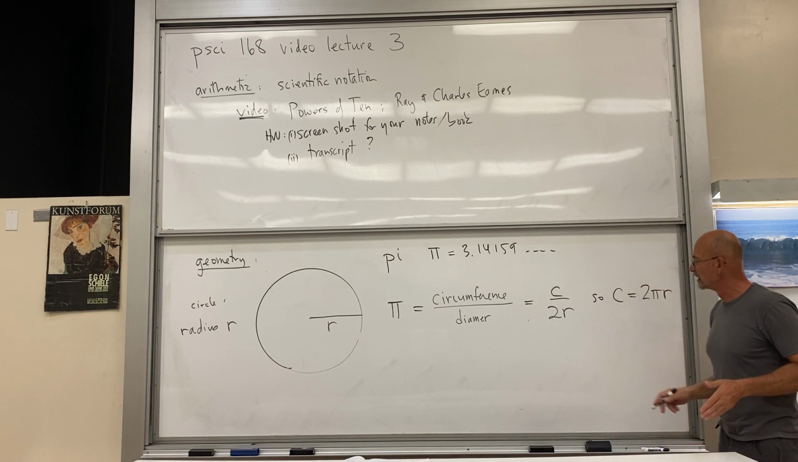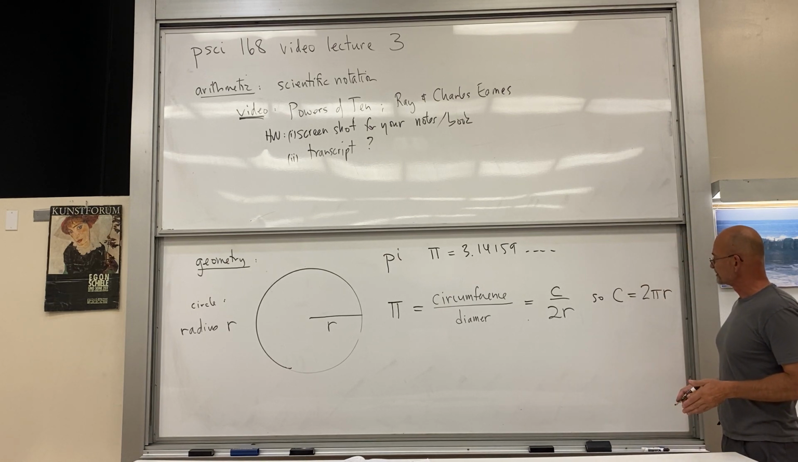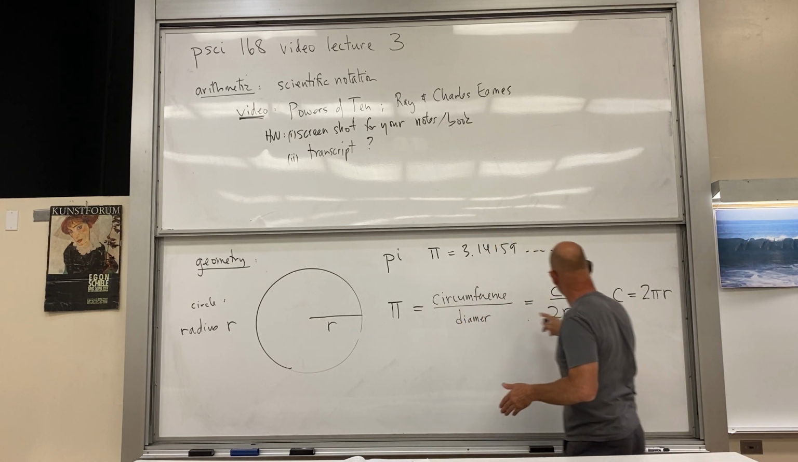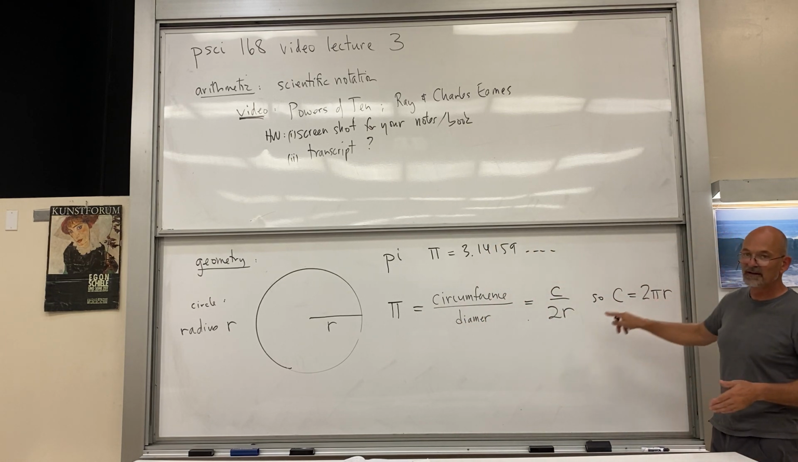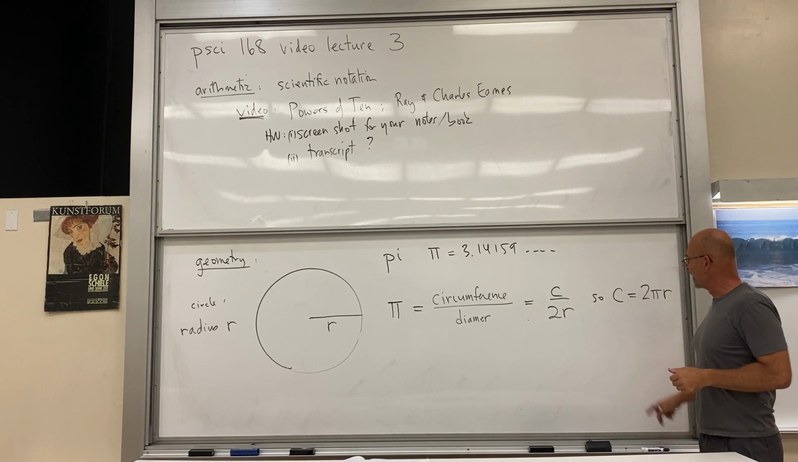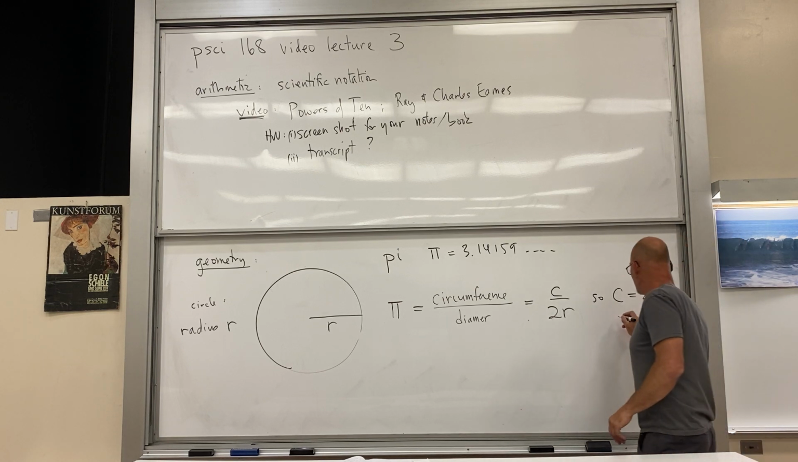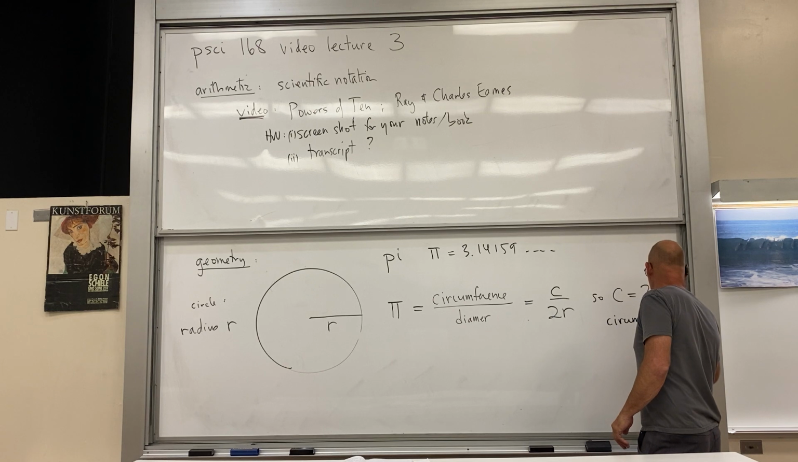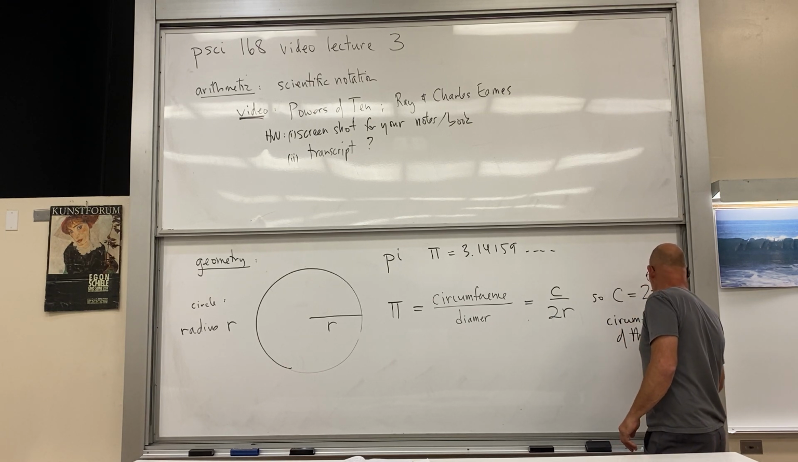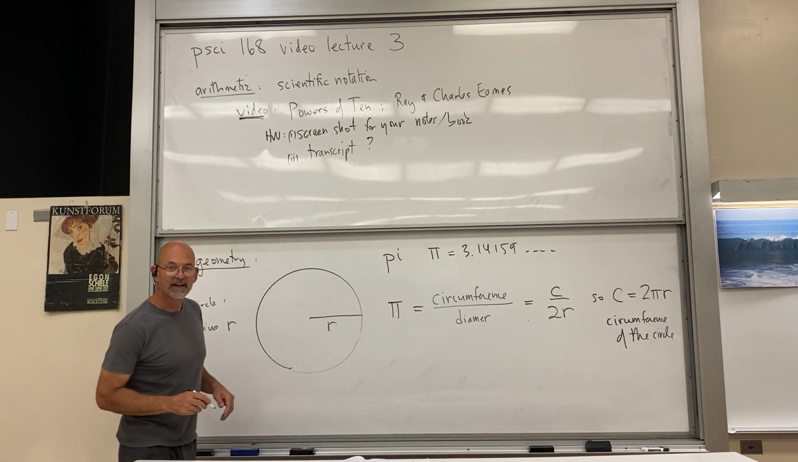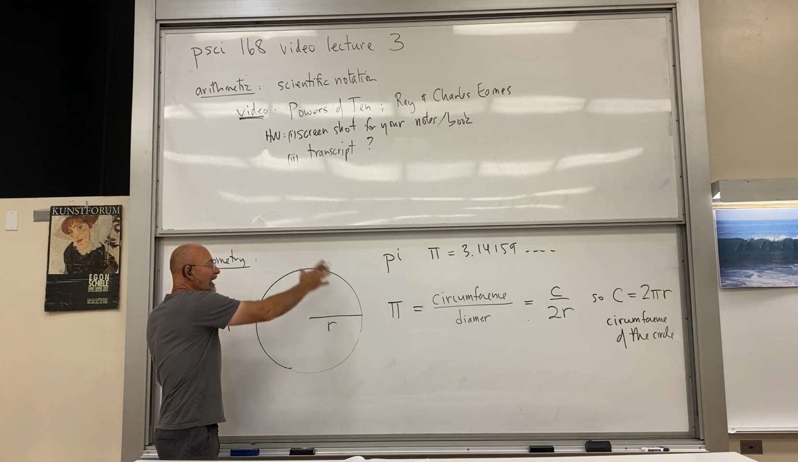That's a formula. But really, this is a formula that defines pi. Okay. So we have the circumference of the circle. And now the question is, what's the area? What's the area bounded by the circle?